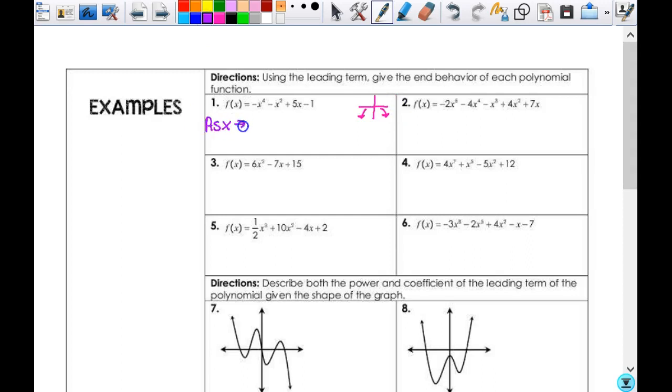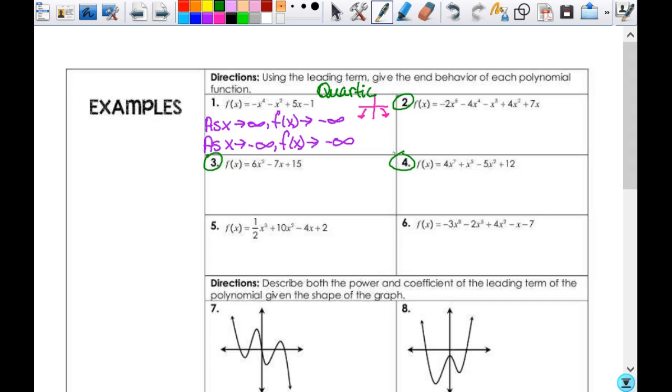So once I've got this, then I can write out my words pretty easily. As x approaches infinity, f of x approaches what? Negative infinity, right? Because it's pointing down. Then as x approaches negative infinity, f of x approaches negative infinity. And what would this be called? Since it's a 4th power, quartic. All right. So I want you to do 2, 3, and 4. Let me give you a minute to do 2, 3, and 4 on your own.